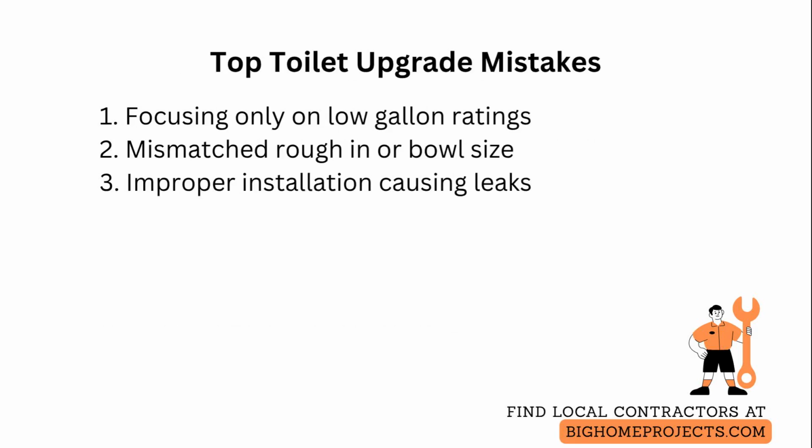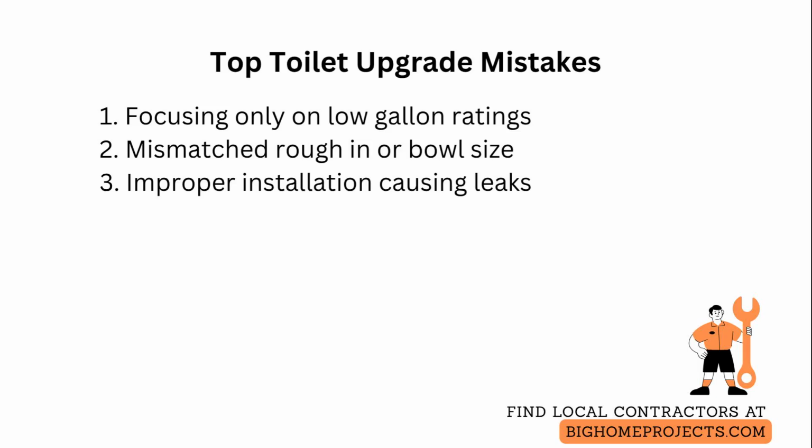Common mistakes include choosing a toilet solely on low gallon ratings without checking actual performance, which leads to frequent double flushing. Test performance in reviews or in store demonstrations and pick models with good real-world waste removal. Another issue is mismatched rough-in or bowl size, which creates costly retrofit work.